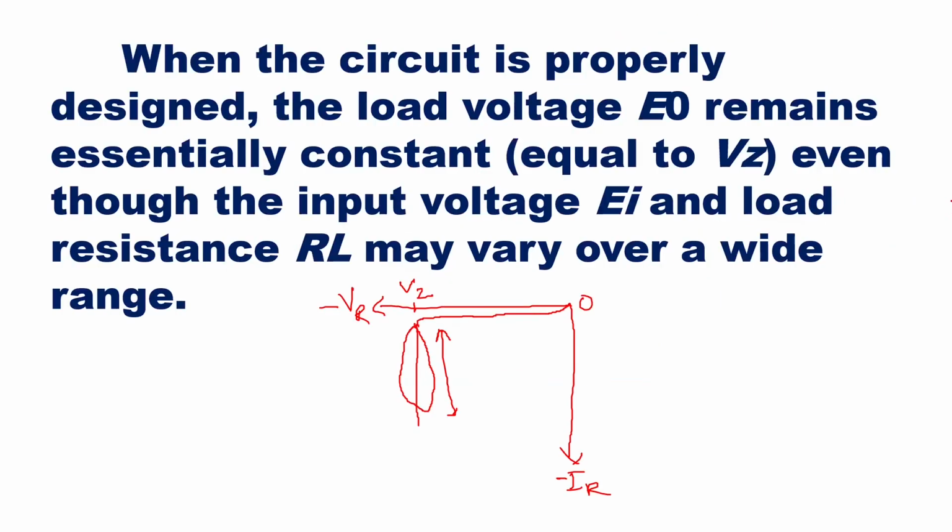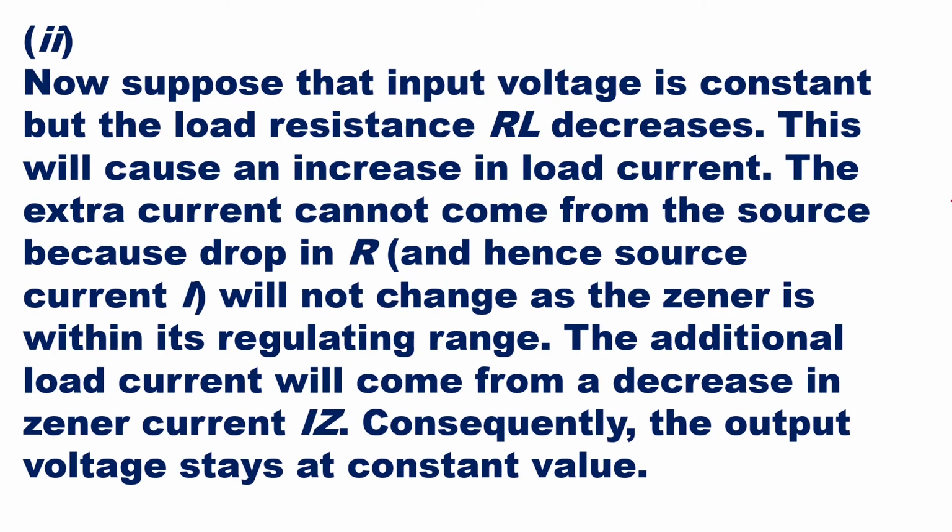Similarly, we will see the second point. The second point says that now suppose the input voltage remains constant, but the load resistance RL decreases. Load resistance decreases. This will cause an increase in load current IL. The extra current cannot come from the source because of the drop in resistance, and hence source current I will not change as the Zener is within its regulating range. The additional load current will come from a decrease in the Zener current, and consequently the output voltage remains constant. Now this is the second point which tells you the concept of load regulation.